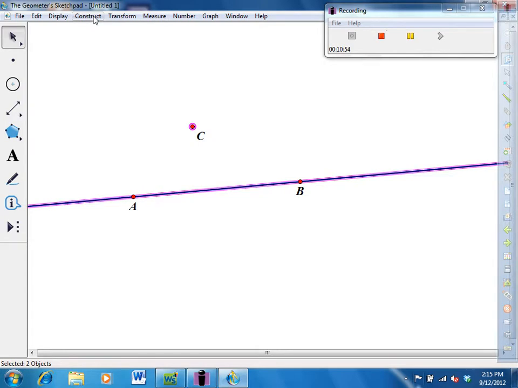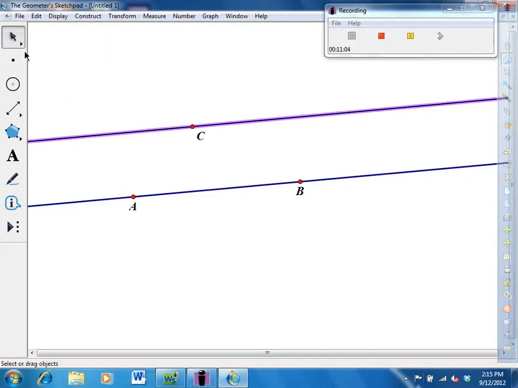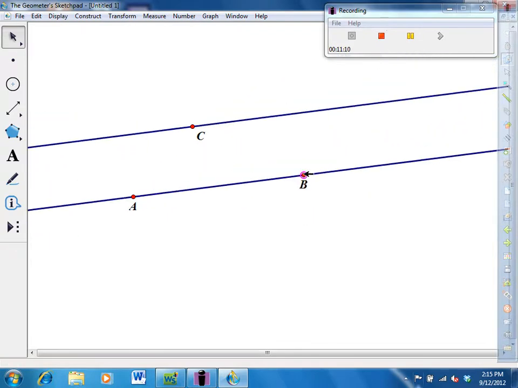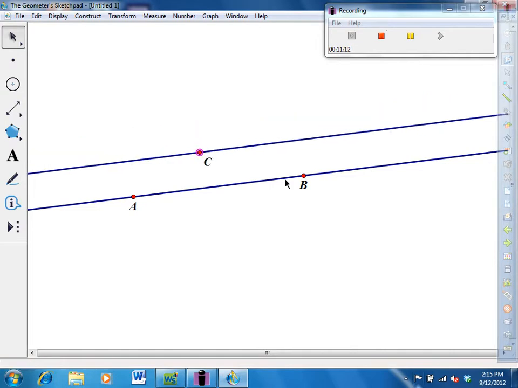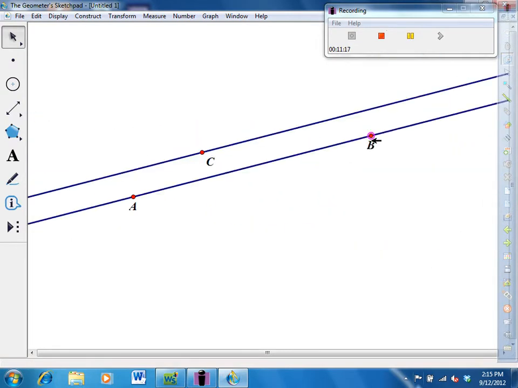I'm going to go up to the construct parallel line menu, okay? And then you can drag points around, and you'll notice that no matter how I move these, since they're based on that construction, those lines are always going to remain parallel.